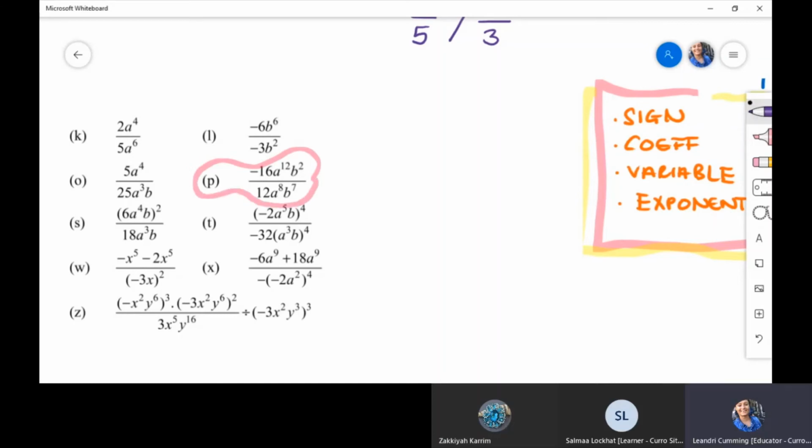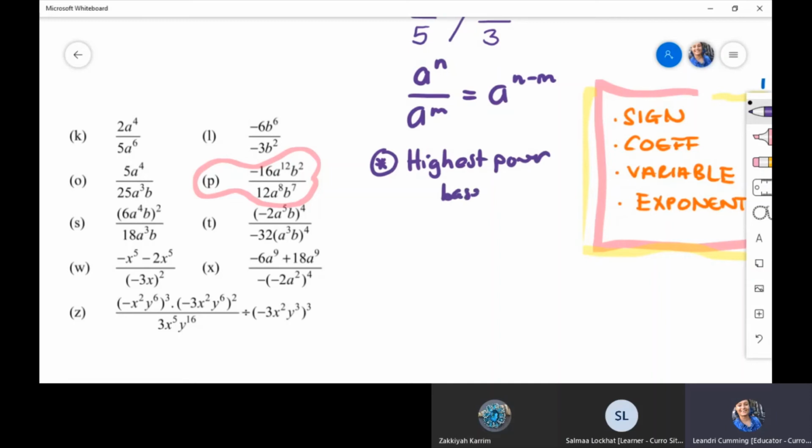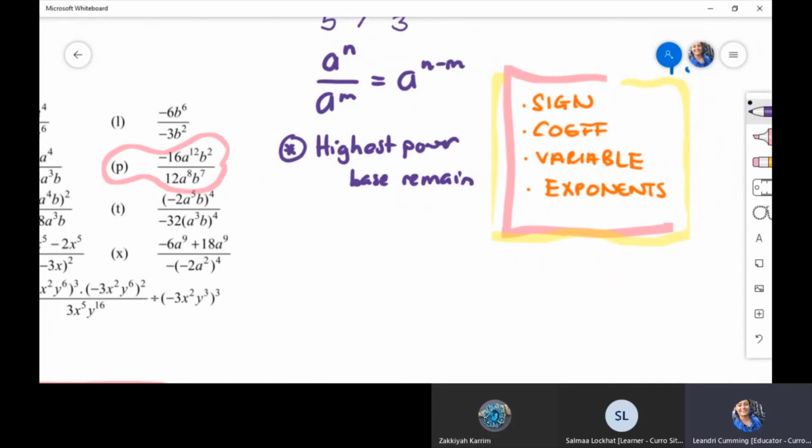Our focus now will be this law, where, as I mentioned in term 1, always look where your higher power is. The higher power for your base that you're working with will show you where the base will remain. Okay, so let's just put that down there. Highest power, highest value of the power is where your base will remain.